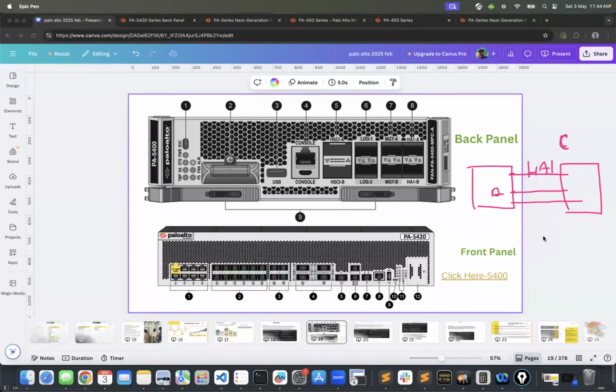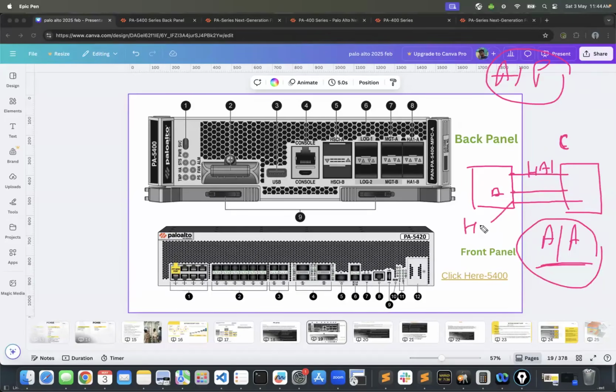Now, when you do an active-active setup, generally we do active-passive in your companies, but in Palo Alto we'll do the active-active setup. When you do an active-active setup, we make this HSCI port as an HA3 as well. This HSCI port is called the HSCI HA3 port. HA3 is also a data port, which will be used for high bandwidth traffic flow.